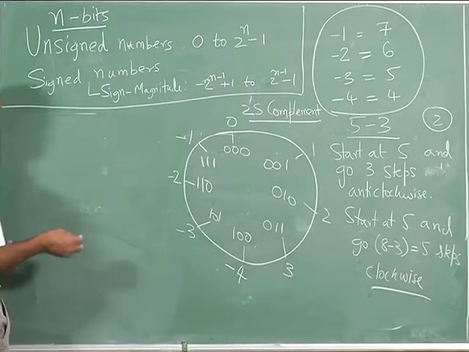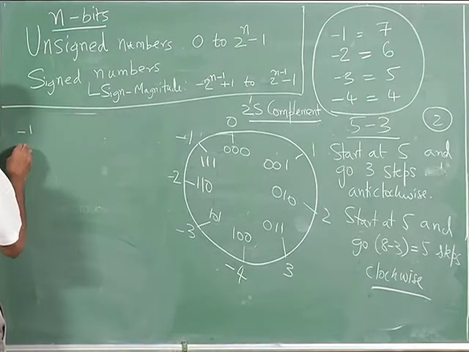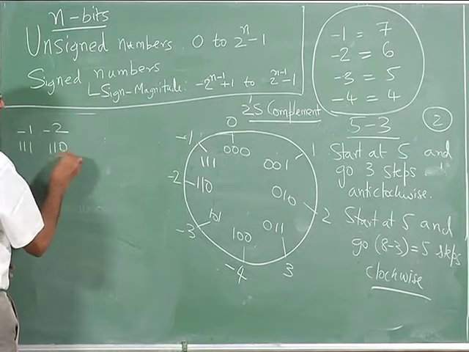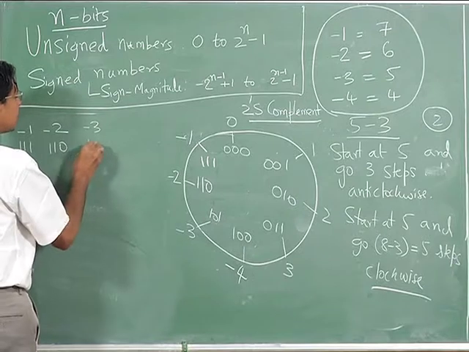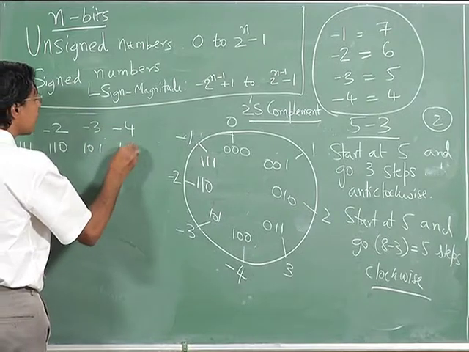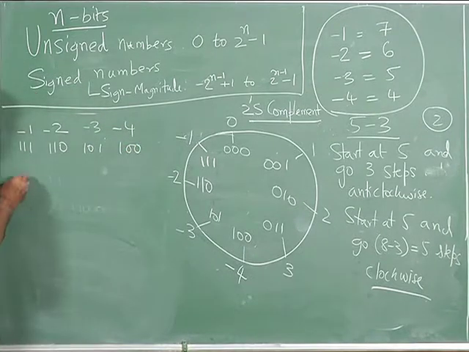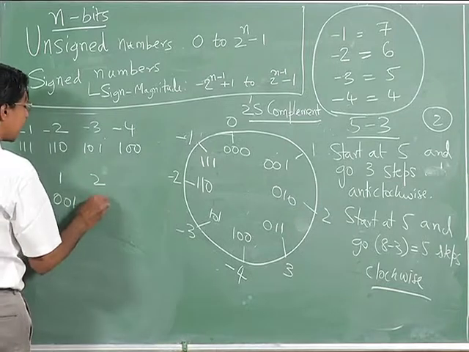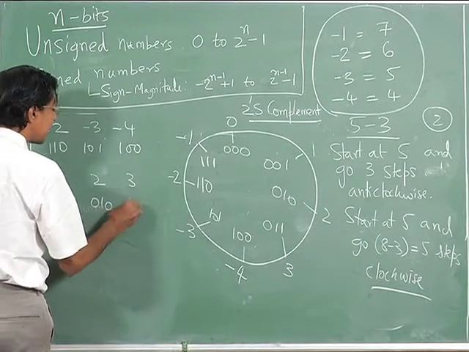So in the 2's complement representation, let us take 3 bits. Your minus 1 is represented as 111, your minus 2 is represented as 110, minus 3 is represented as 101, minus 4 is represented as 100. Your 0 is represented as 000, 1 is represented as 001, 2 is represented as 010, 3 is represented as 011.